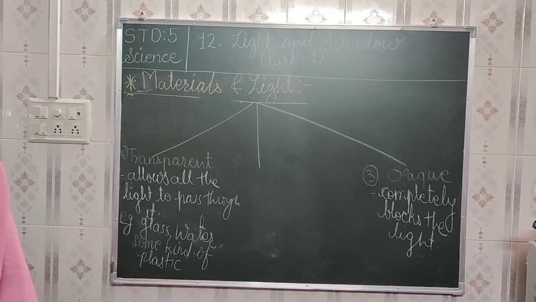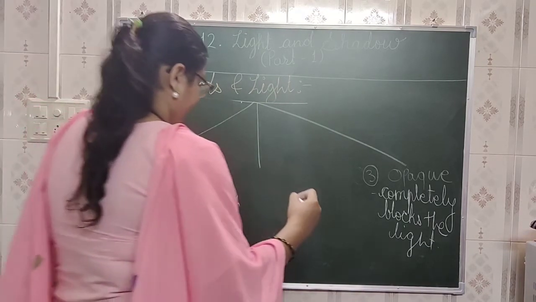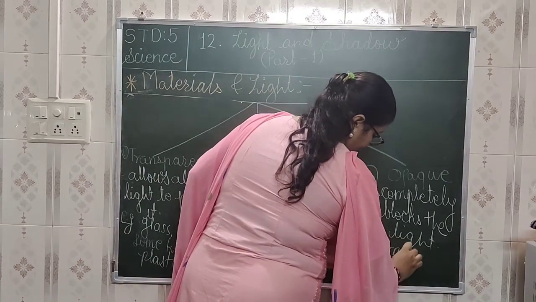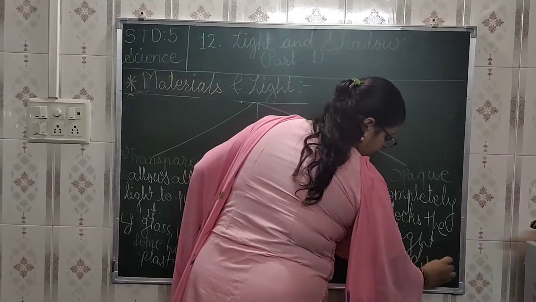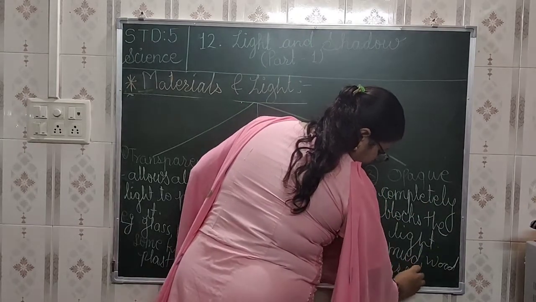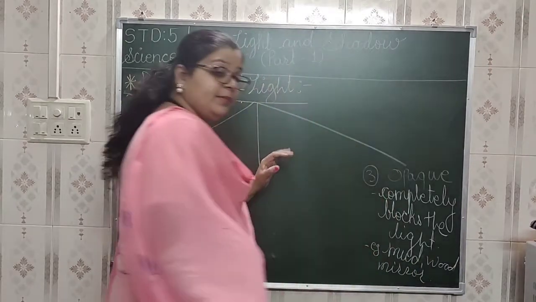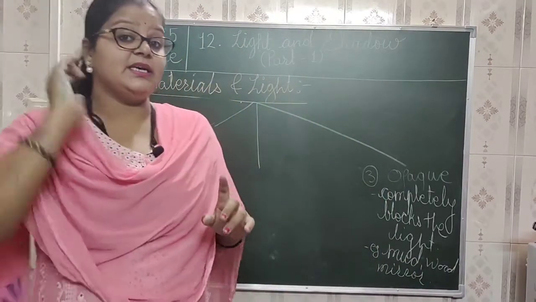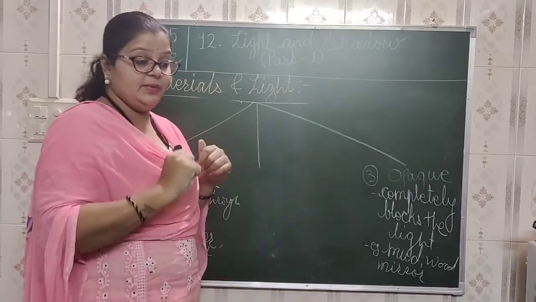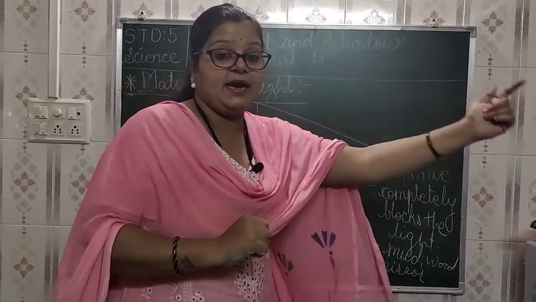So what are the examples of it? The examples are mud, wood, mirror, of course. Why mirror? A mirror shows us the image of ourselves. We can see ourselves in the mirror, but we cannot see what is behind the mirror.